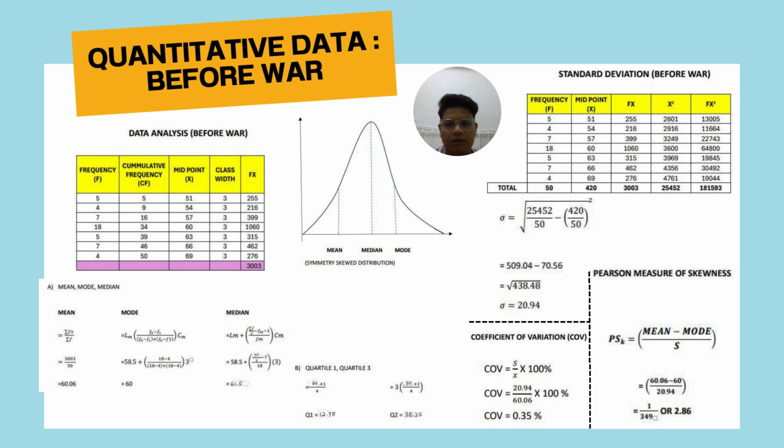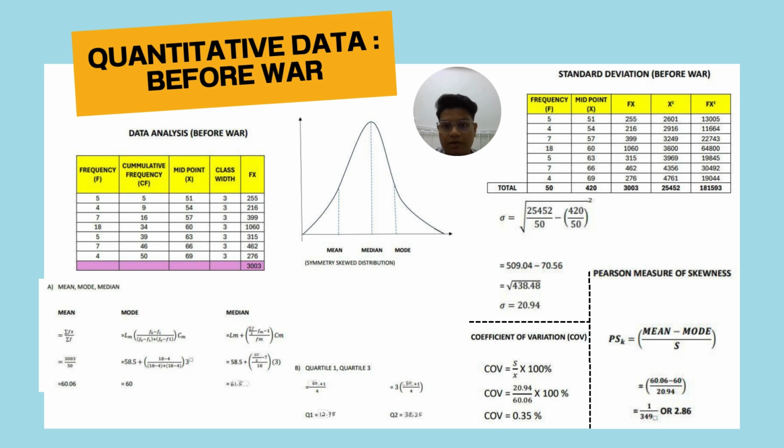So for the distribution skewness, based on the data that we got, the skewness that we've got is a symmetrically skewed distribution, where the median is the highest point. For standard deviation, for Σx² we got 25,552 for the total, and for Σfx² we got 181,593.